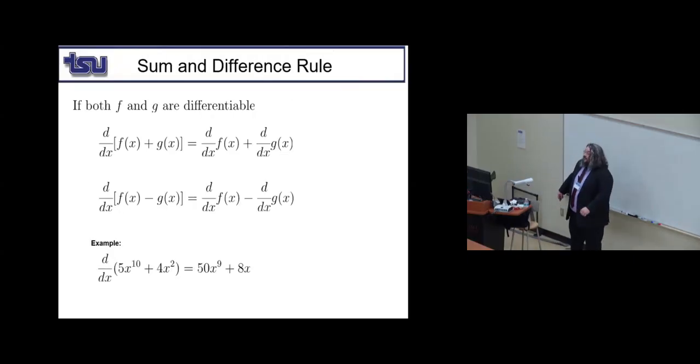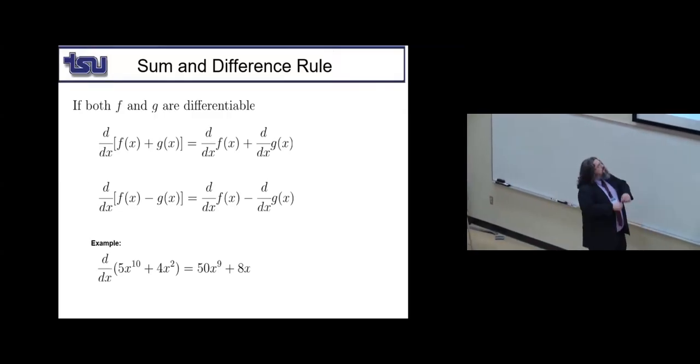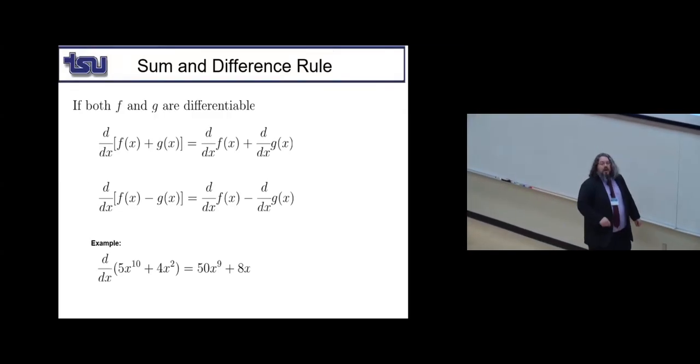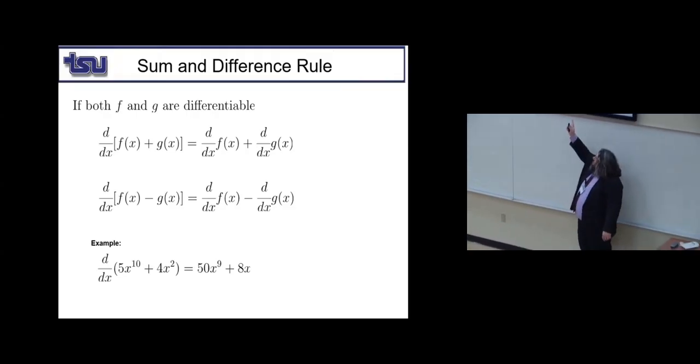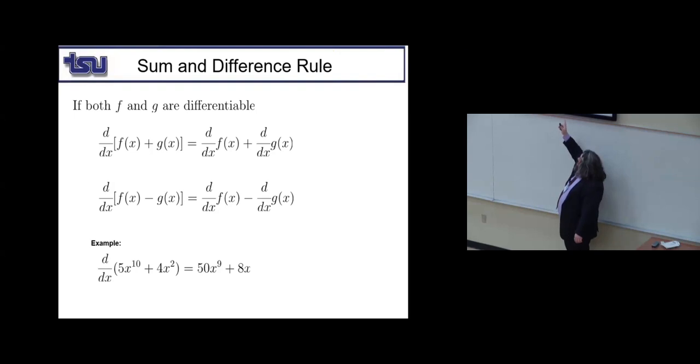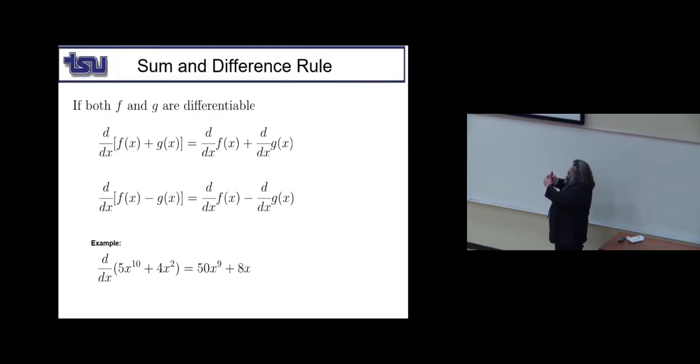Sums and differences are also easy. The derivative of a sum is the sum of the derivatives. The derivative of a difference is the difference of the derivatives. This, combined with the previous fact, tells us that the derivative operation is what in math we call linear, because it is compatible with both constant multiples, I mean scalar multiplication basically, and with addition and subtraction. So if I want the derivative of a sum, I just take the derivative of each piece.